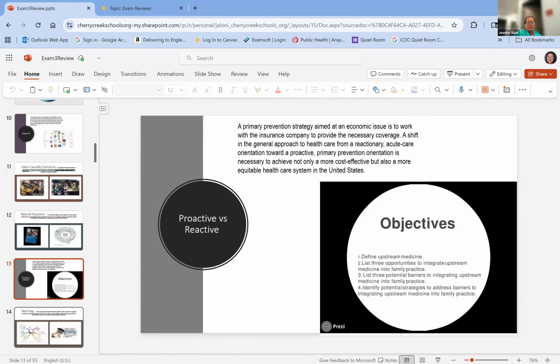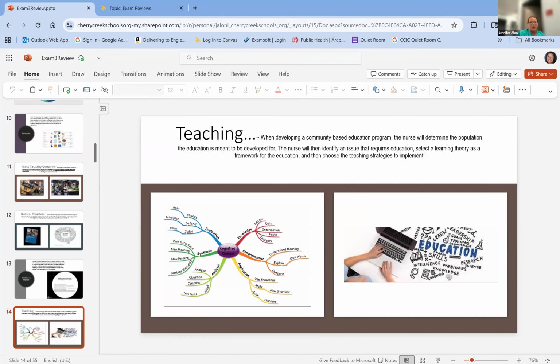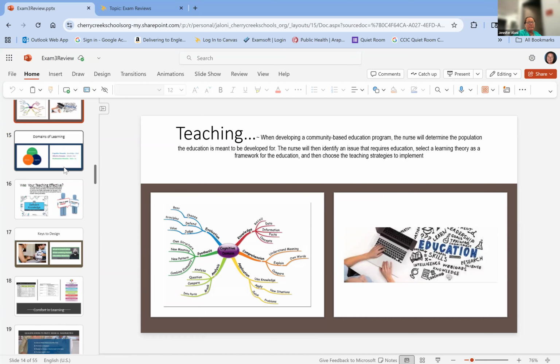Let's see here. Okay. We talked a bit about teaching and 3 different domains of learning. With a community-based education program, a nurse needs to figure out who they are teaching to first. And so they determine the population and then identify what needs to be educated. What theory are we going to use? Are we going to use cognitive, affective, or psychomotor? And then how are we going to implement that? So those are very important when we're teaching to our patients.